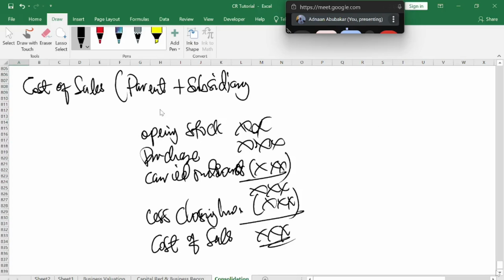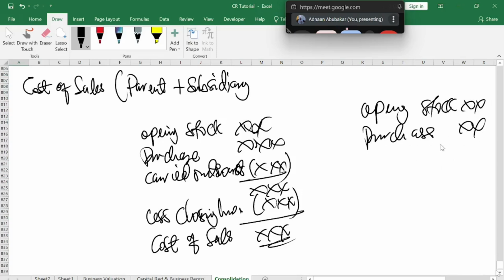This one is what? Cost of sales. So now when we come to goods available, you have your opening stock, and then you made some purchases of goods, right? Then you add them. So when you add them, what do you have?